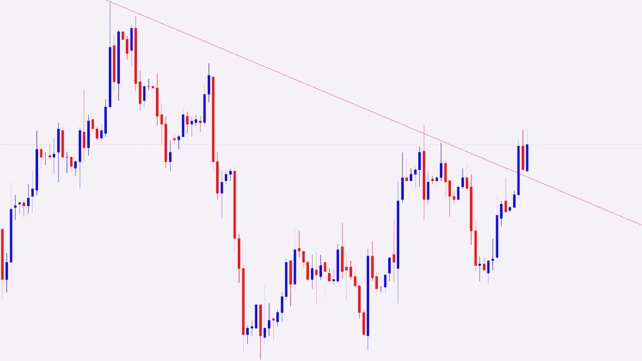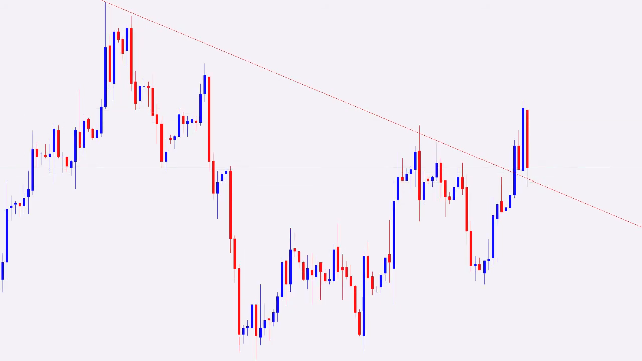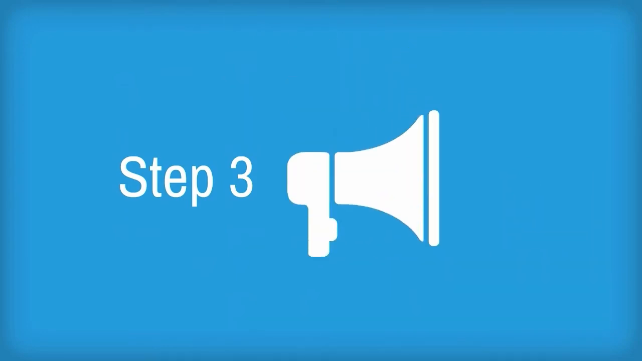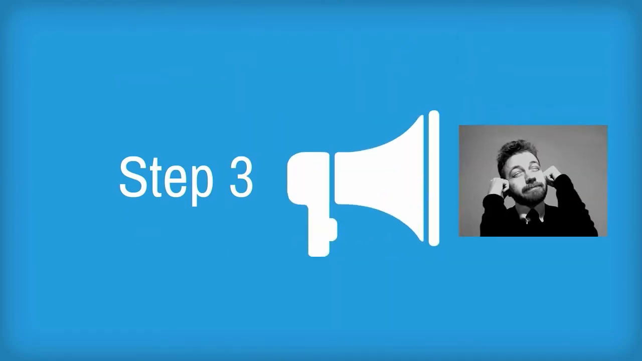Recent lows and highs are always a good choice for this. The market is telling us something when it breaks these levels, and when the market is telling us something, it is always advisable to listen.